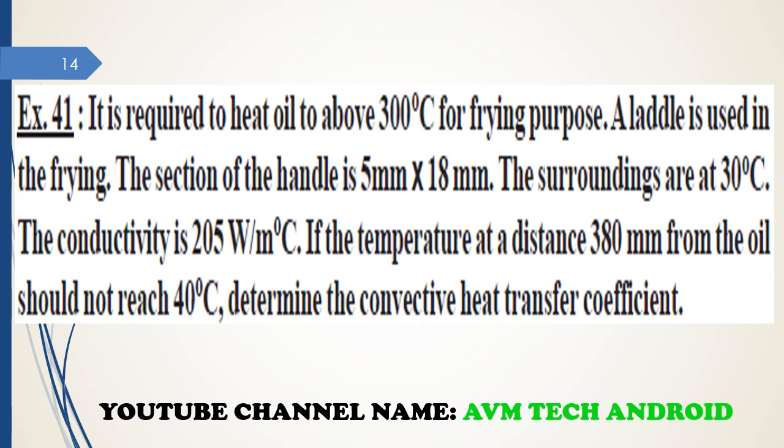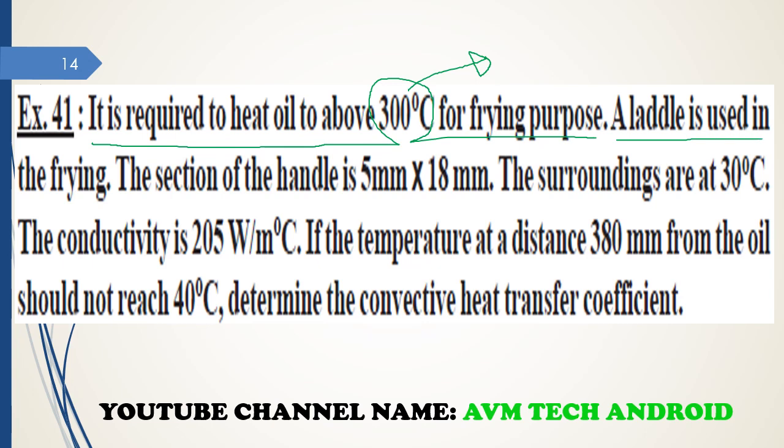Let us go with the second numerical. It is very easy, again like the previous case. It is a practical case which we can consider with our routine life also. It is required to heat the oil above 300 degrees Celsius for frying purpose. Means we want to fry something, and to fry we require a temperature of 300 degrees Celsius.